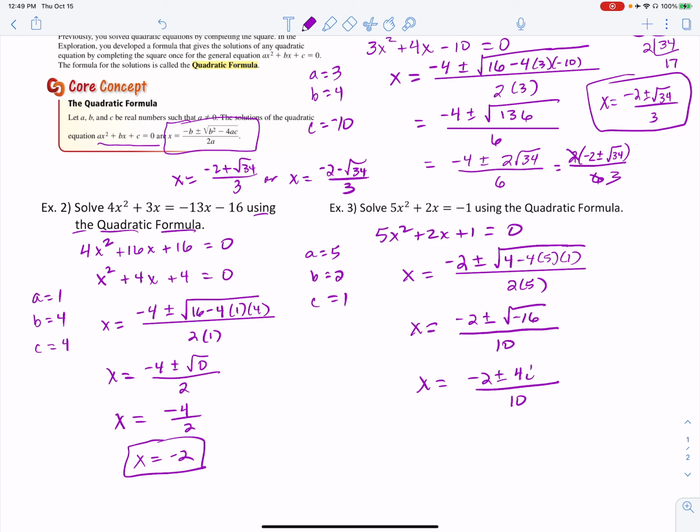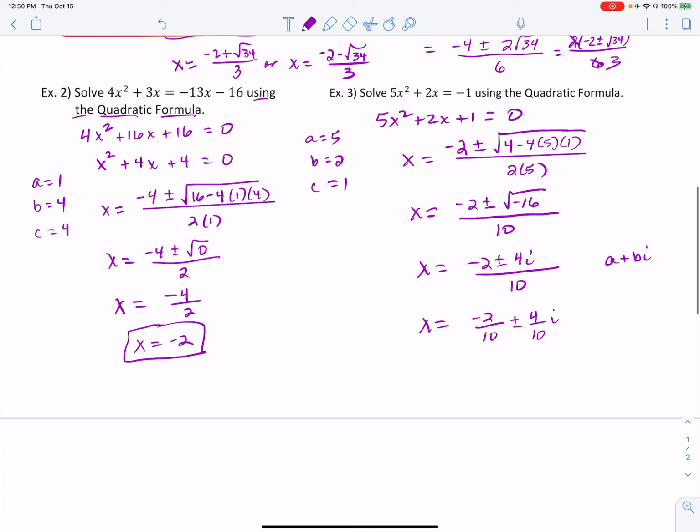Now, when it's imaginary, you're always going to need to write them in standard form, which is a plus bi. And so this is a negative 2 over 10 plus or minus, I'm going to write it 4/10 as a flat fraction with the i off to the side. And each of those reduce, so you need to reduce them. And you need to split them up and put them in standard form, a plus bi. It's expected.